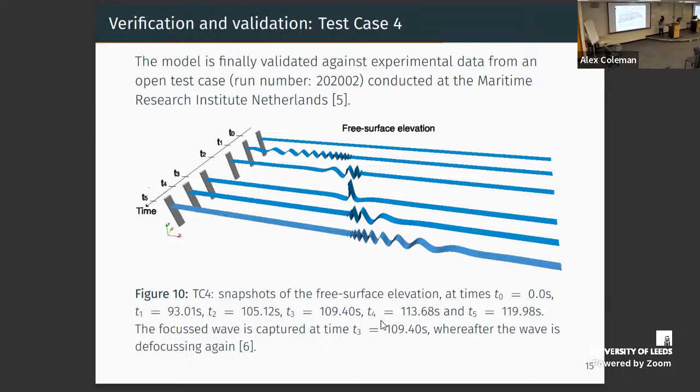This is a piston wave maker. At T0, you can see the free surface is flat. No waves are being generated. When time is T1, you see some waves. So these are just the evolution of waves through time.